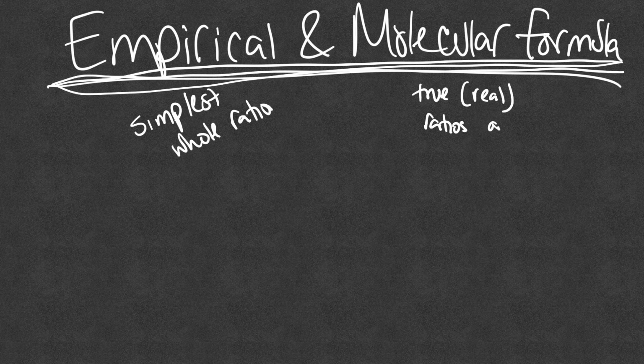These are really important, especially when we're looking at analytical and experimental data. Oftentimes, they're given to us in an empirical form, and we just have to do some little math here and there to figure out what the molecular formula is. So let's give some examples between empirical and molecular.